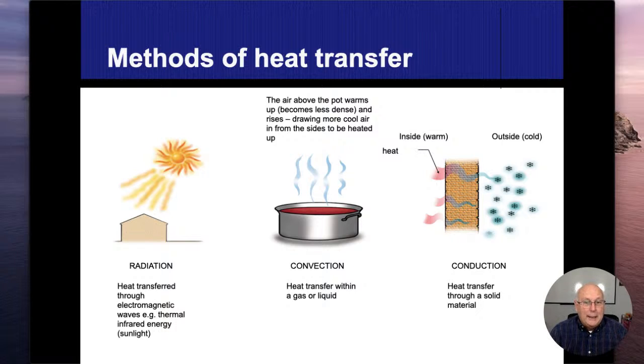So with radiation, I can actually block that heat just by putting a wall or a barrier between one object and another. So it goes in a straight line. It will reflect off of things. It will bounce off of things. But mostly it goes in a straight line.